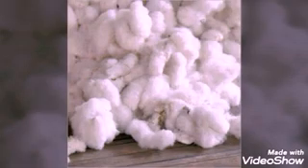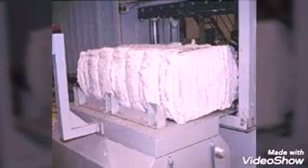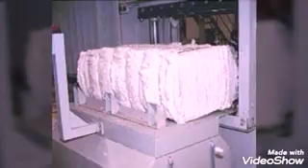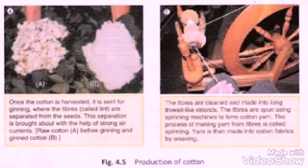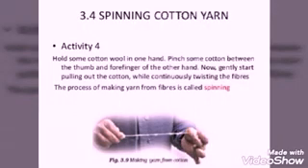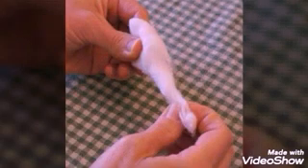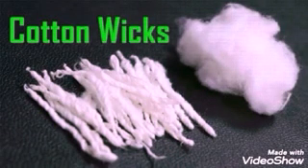Fibers are made into fabric by two processes. One is spinning, the other is weaving. What is meant by spinning? Take some cotton wool and try to pull out some, and now roll it in your hands. This continuous twisting makes it strong, and this is now called yarn. So the process of making yarn from fibers is called spinning. This is done by twisting the fibers together.